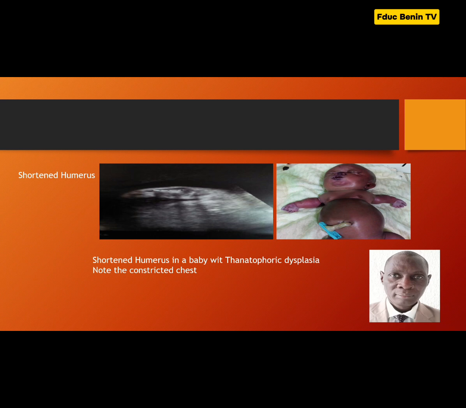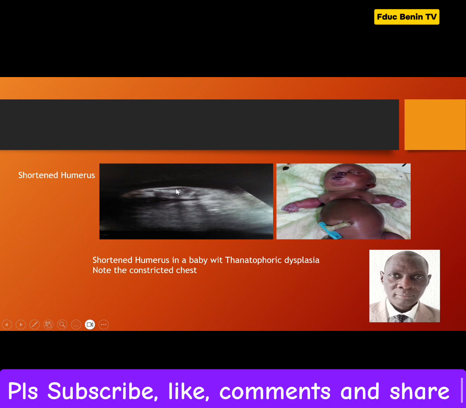Now let's look at this image, which I have shown earlier, of a case of thanatophoric dysplasia, but I've taken an image of the humerus of this fetus, and you can see it's very short. And this is also shown in the live picture of the fetus after delivery. So it's a case of thanatophoric dysplasia. And you can also note the constricted chest. The constricted chest is a harbinger, telling you that you have to look at the lungs, because the condition is associated with pulmonary hypoplasia.